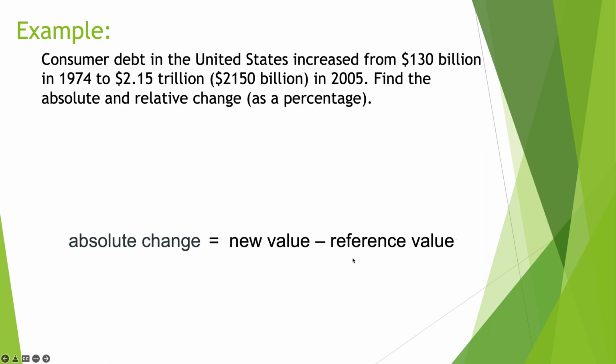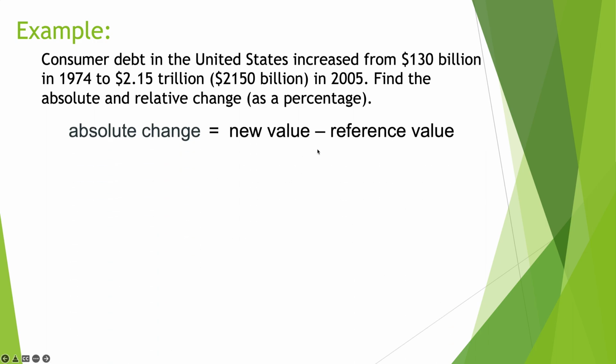Okay, so the absolute change is the new value minus the reference value. So the new value is, and I did them as 2,150 billion, and the other one is 130 billion. And when I subtract that, I get 2,020. But since we're talking billions, I added on the extra zeros at the end. Again, billions, so that is where the extra zeros come from.